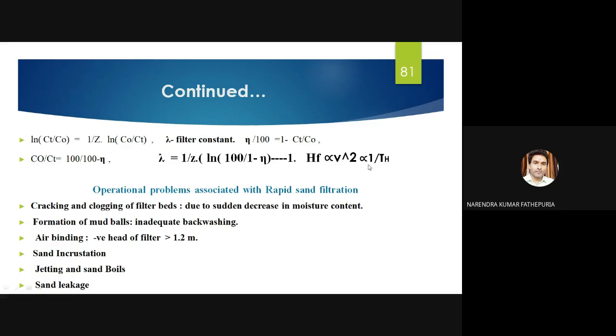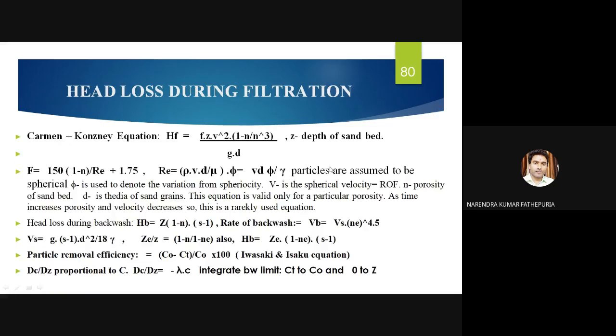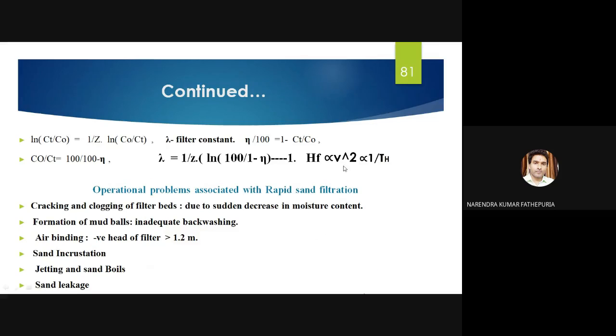Question number 1. This thing you can remember. HF, the Kozeny-Carman equation head loss, will be directly proportional to V square, and this will be inversely proportional to the temperature coefficient.